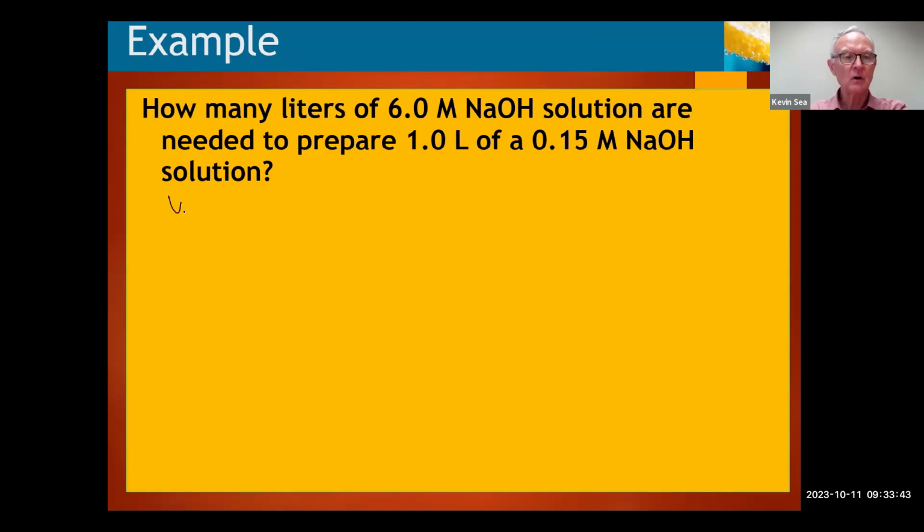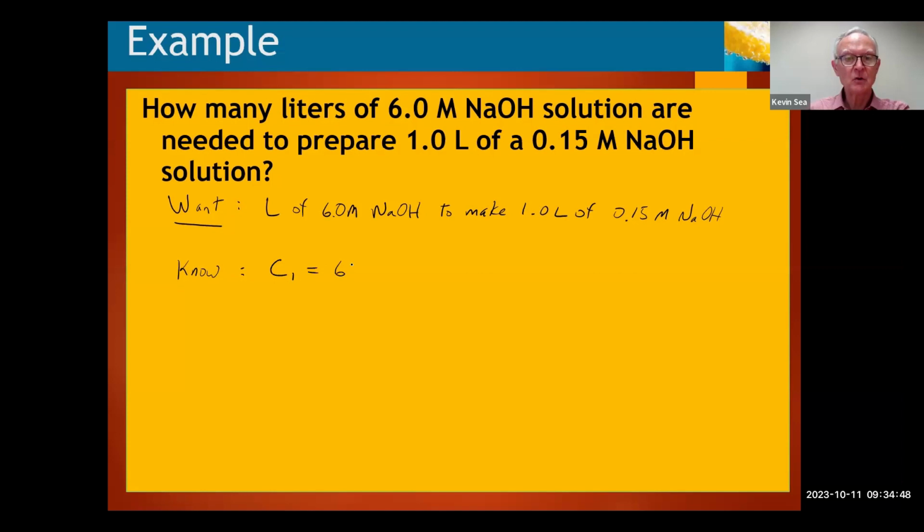What's the question? What we want is how many liters of 6.0 molar sodium hydroxide to use in preparing a 1 liter solution of 0.15 molar. So we're going to take a little bit of the 6 molar, fairly concentrated solution, and we're going to dilute it. And so what we want is the liters of 6 molar sodium hydroxide to make 1 liter of 0.15 molar sodium hydroxide. What do we know? Well, we know that our starting concentration, C1, is 6 molar. V1 is what we're going to look for. That's what we want. We want the number of liters of 6 molar sodium hydroxide.